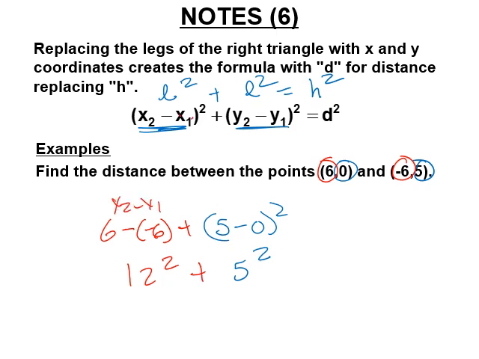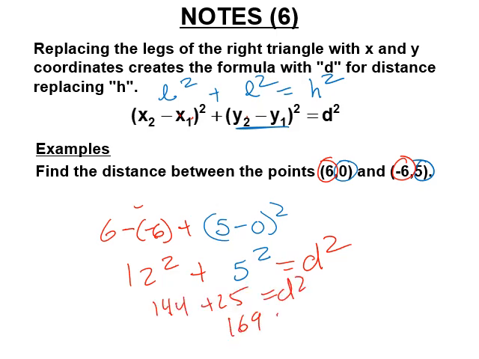That's the x2 minus x1. These little numbers here are just labels. That's x coordinate number 2, x coordinate number 1. This is y coordinate number 2 and y coordinate number 1. And so d squared, we got 144 plus 25. I feel like we did this one already today. There's 169 equals d squared, and d equals 13 units long, right?